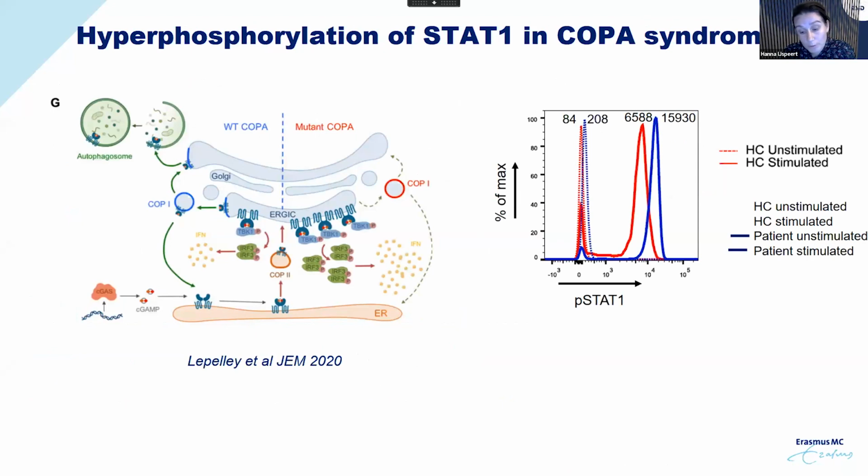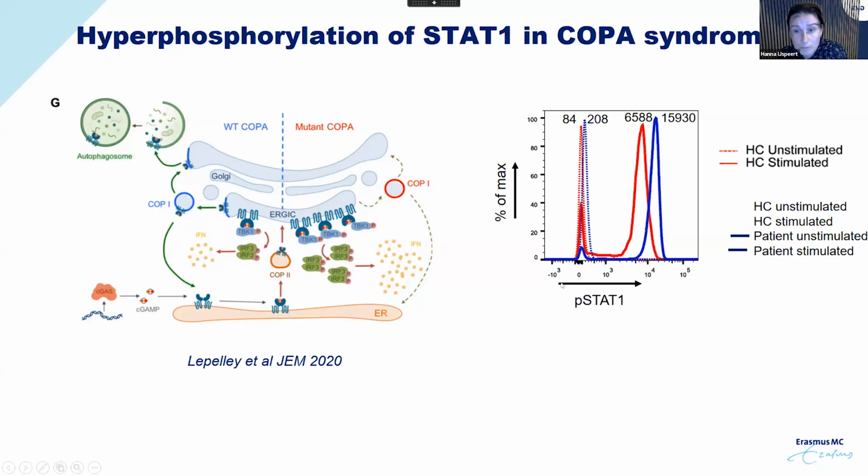So in the previous patients, we saw hypophosphorylation of STAT1, but you can also have hyperphosphorylation of STAT1. For example, in the COPA syndrome, it was described in 2020 by Lapelli et al. that variants in the COPA gene can lead to abnormal signaling of STING, which leads to increased interferon expression. And they already showed that in unstimulated cells, you can have an increased expression of phospho-STAT1.